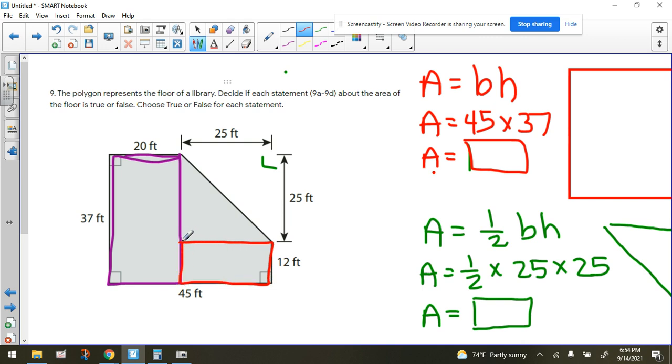rectangle? We could. We wouldn't be multiplying 12 times 45 because remember 45 is the length of this whole thing. So we would have to infer the length of this line right here. And how would we do that? We would know that if this is 20, that this is 20. And remember 20 plus some number would have to equal 45. So you would have to calculate that to figure that out. You could do it, but it would be a little bit tricky.